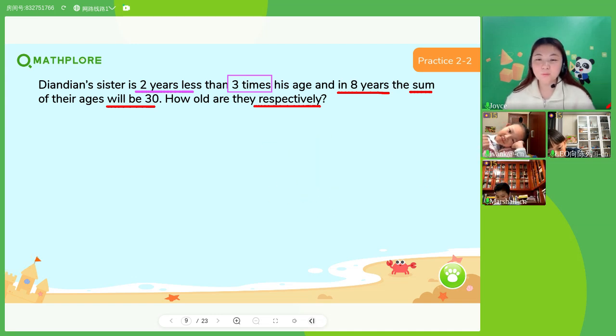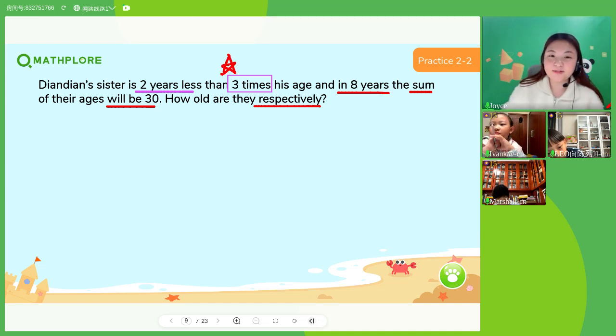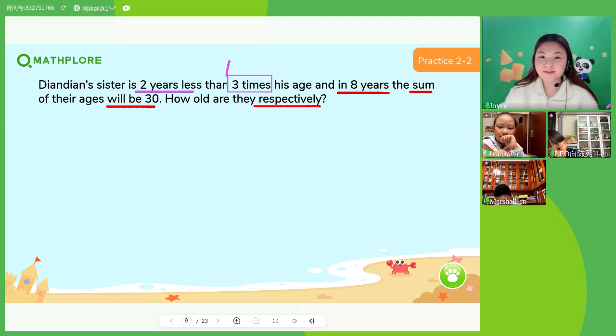So everyone, look, wow, we have so many numbers here, right? So solving this kind of problem, you have to make sure what every number means. So in the very beginning, we know 2 years less than 3 times. 3 times is about the multiple relationship, right? 2 years less than that. So we have something less. Do you know how to draw the model, everyone?